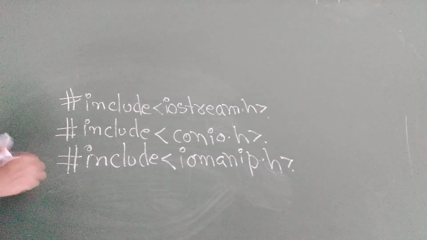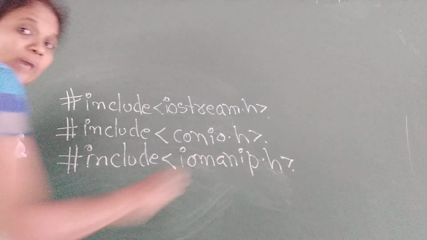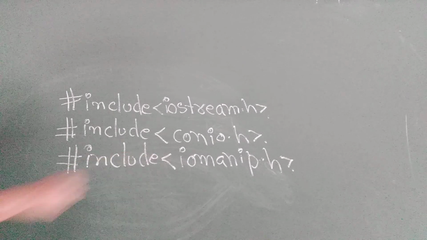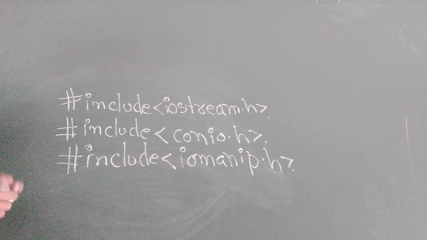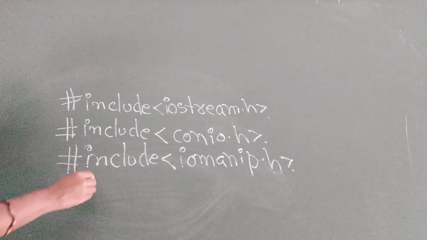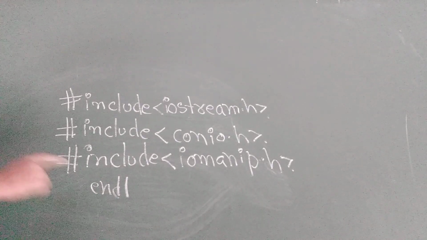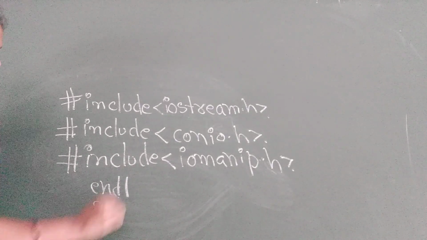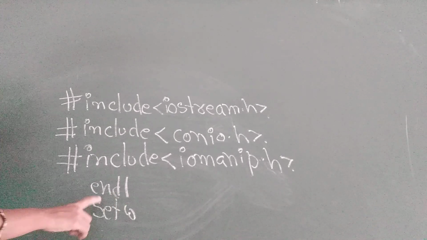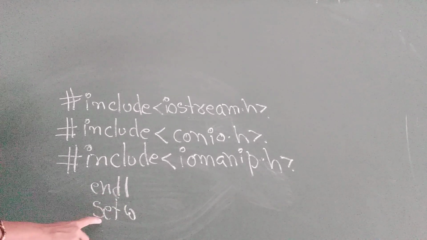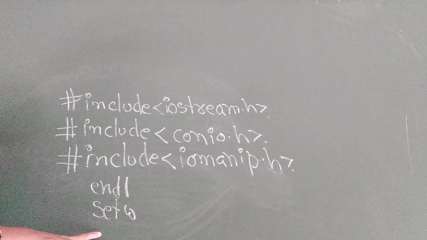So now this we call it as iomanip.h, input output manipulations. What are those input output manipulations? Endl means end the line. Setw means set the width.